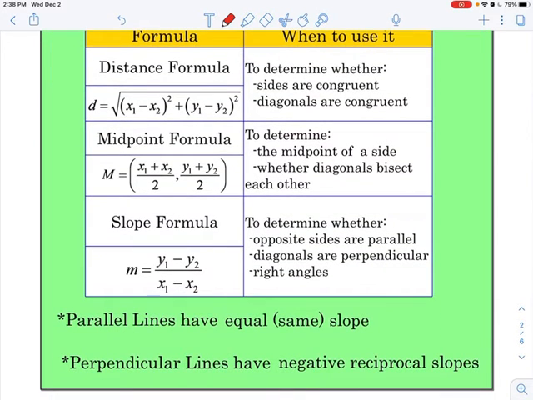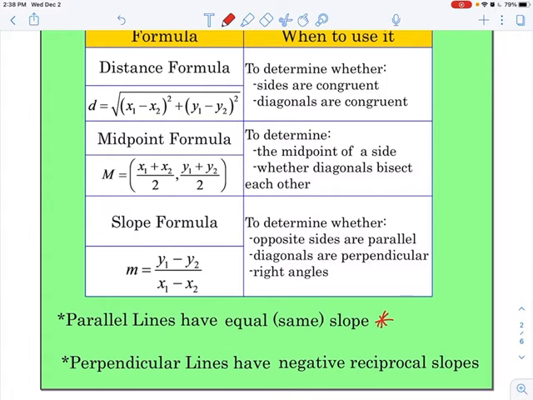And your slope formula. Slope formula, again, is m equals y1 minus y2 over x1 minus x2. And when would you use the slope? To determine whether opposite sides are parallel. Remember, parallel lines have equal slopes, and that's written on the bottom here. Okay, parallel lines have equal slopes, the same slopes.